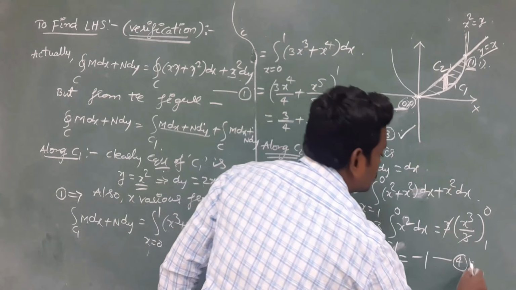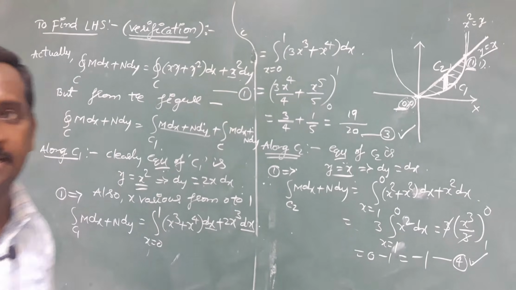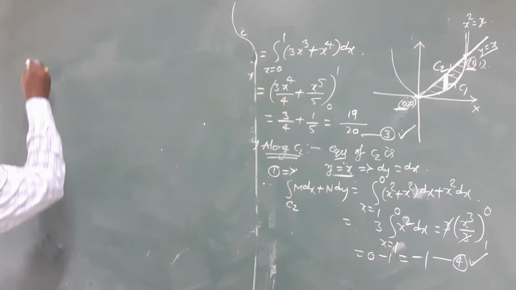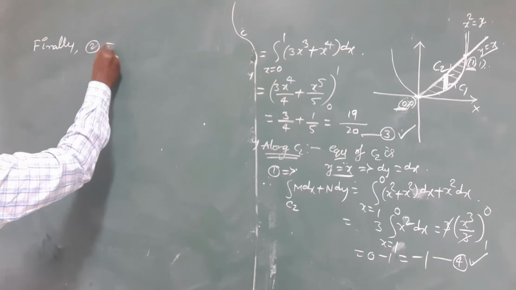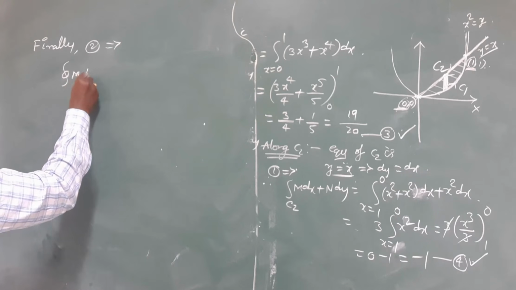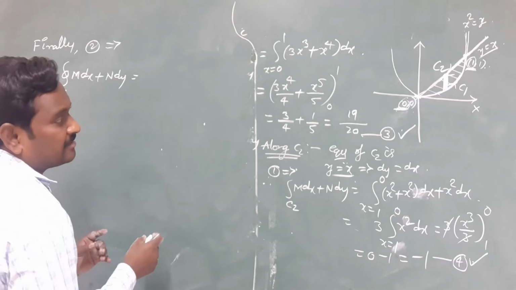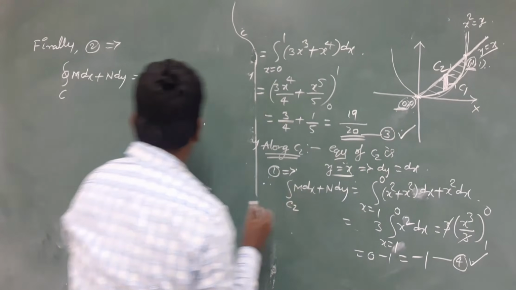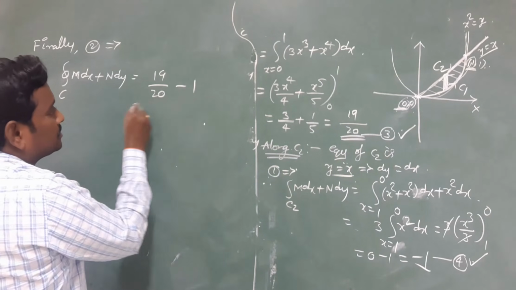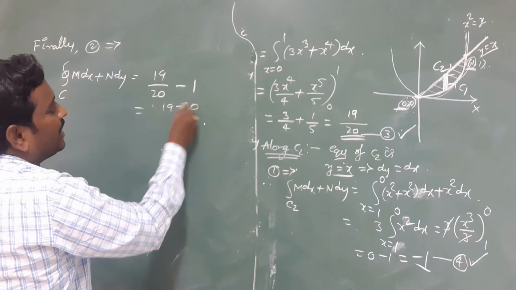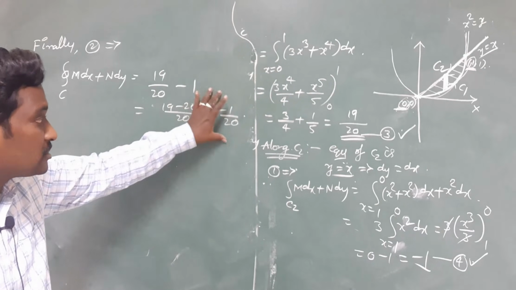Now we have to add both parts to get the integration around C. So finally equation number 2 implies the required circulation, the integral of m dx plus n dy over C, is equal to the integration along C1 minus the integration along C2. Integration along C1 is 19 by 20, minus the integration along C2, which is minus 1. So 20 is the LCM, you will get 19 minus 20 by 20, which is minus 1 by 20. Already we got the right hand side value of Green's theorem is also minus 1 by 20.